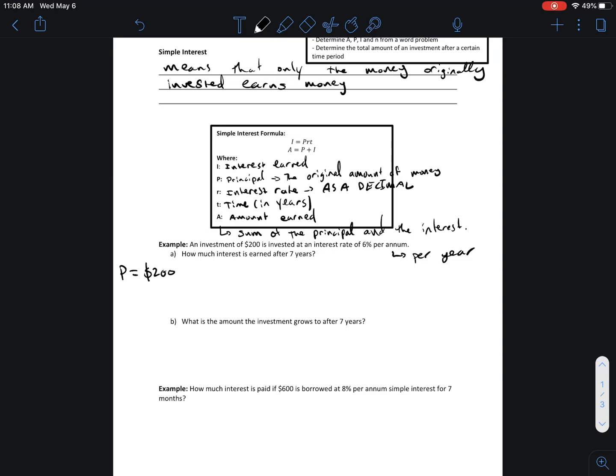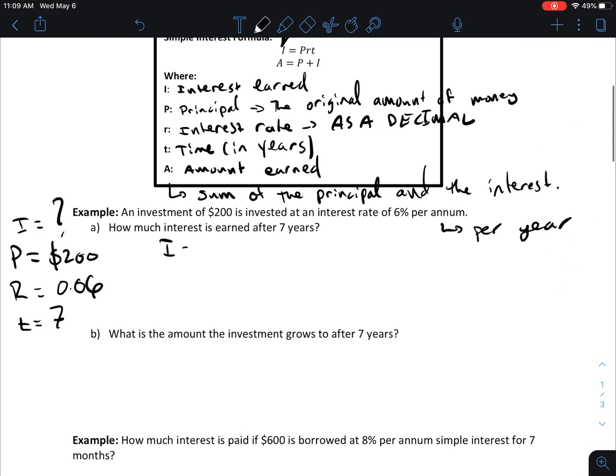The words per annum are just a fancy way of saying per year. The interest rate was 6%, so we have to switch that to a decimal. Remember, 6% as a decimal is going to be 0.06. And then, how much interest is earned after 7 years. So T equals 7, which means the amount of interest is the thing that I'm after, so I. That's what I want to know.